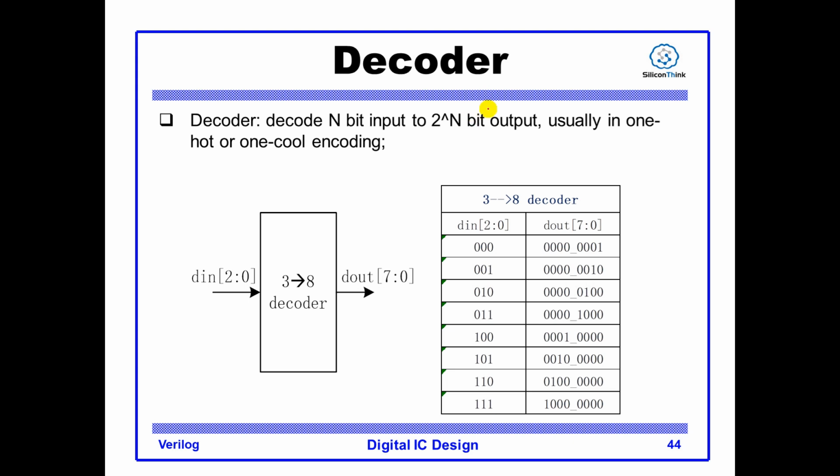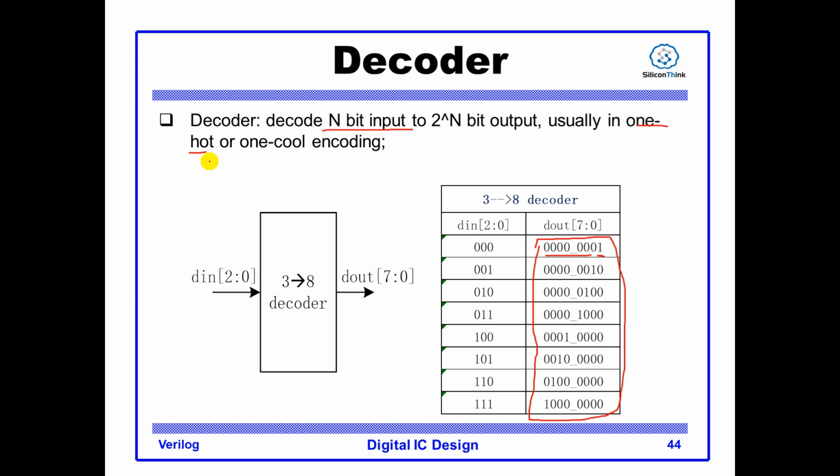Okay, let's look at the function of the decoder. The spec is that you decode the n-bit input to a 2 to the nth power bits output. Usually the output is in the format of 1 hot or 1 cool encoding. So what is 1 hot? 1 hot means that in the binary format there is 1 and only 1 bit that is 1. All the other bits are 0. So this is called 1 hot.